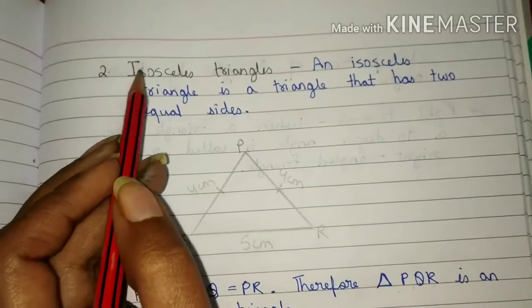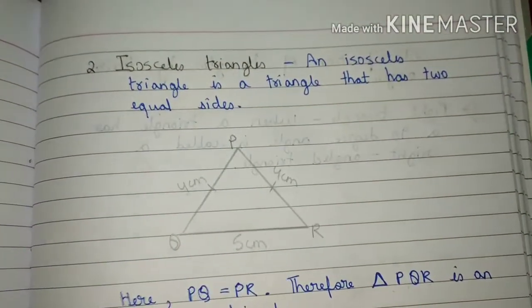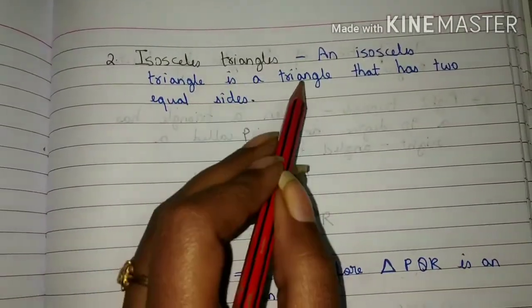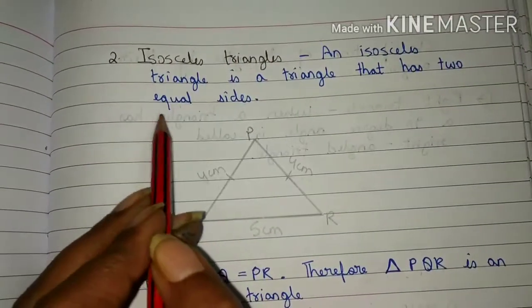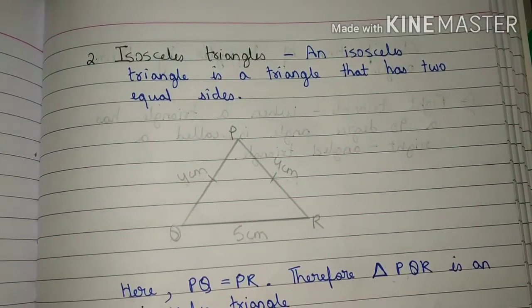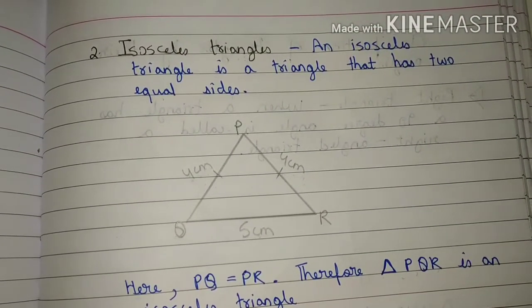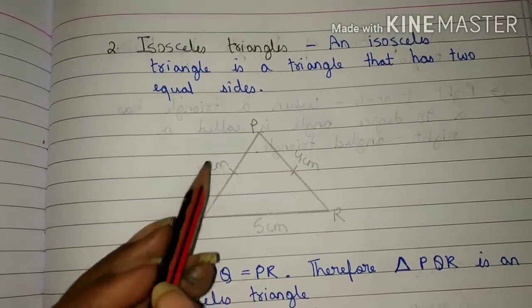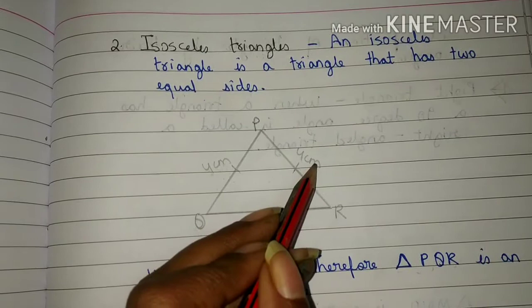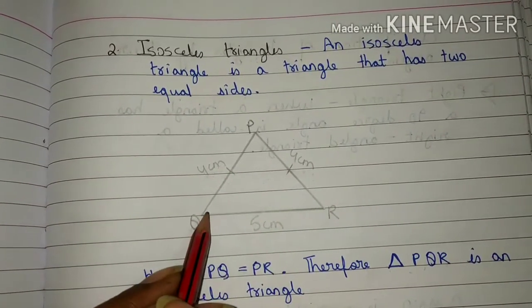Students, now come to second, isosceles triangle. An isosceles triangle is a triangle that has 2 equal sides. It means isosceles triangle is a triangle in which 2 sides are equal. Students, look at this figure. This is an isosceles triangle because here 2 sides are equal and one side is not equal.